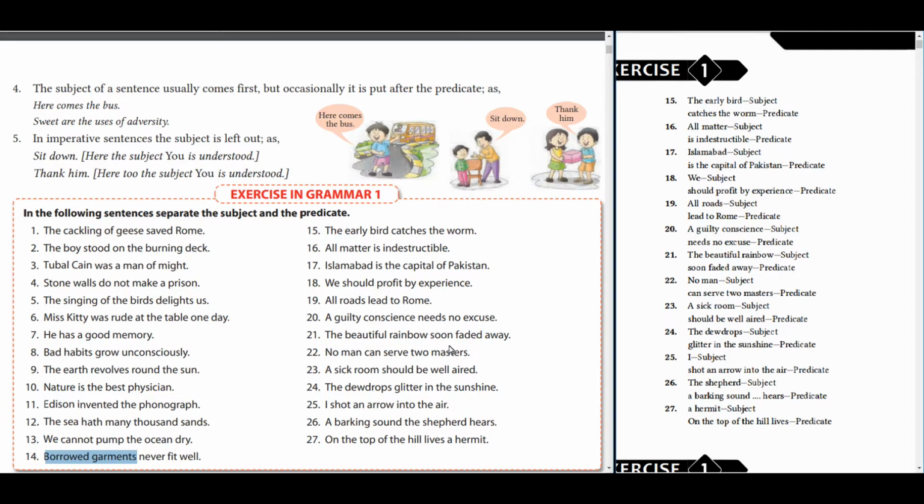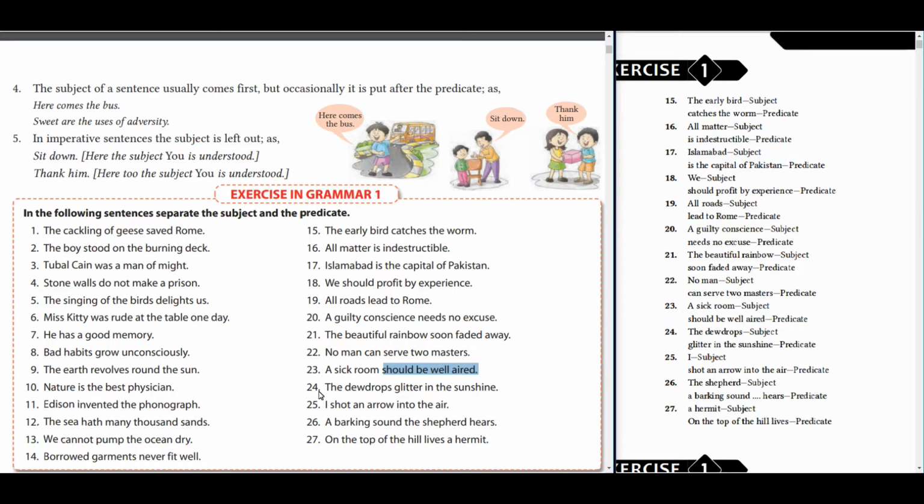The beautiful rainbow soon faded away. The beautiful rainbow is a subject, soon faded away, predicate. Number 22. No man can serve two masters. No man, subject; can serve two masters, predicate. A sick room should be well aired. A sick room is a thing, it is a subject. The rest of the sentence, predicate.